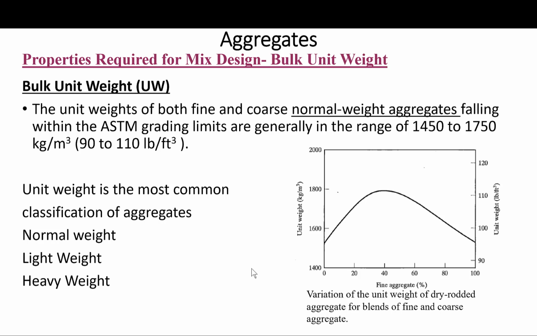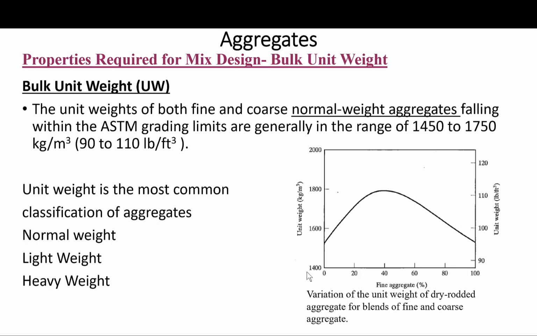Okay, so the unit weight of both fine and coarse normal weight aggregates, falling within the ASTM grading limits, is generally in the range of 1450 to 1750 kilograms per cubic meter, or 90 to 110 pounds per cubic foot. Okay, unit weight is also the most common classification of aggregates, as we mentioned at the beginning of this module about normal weight, lightweight, and heavyweight aggregates. So this classification is very common.